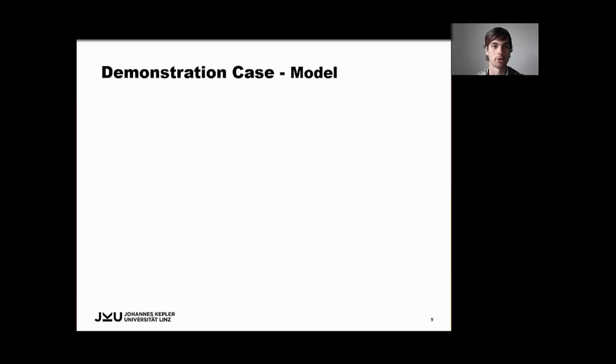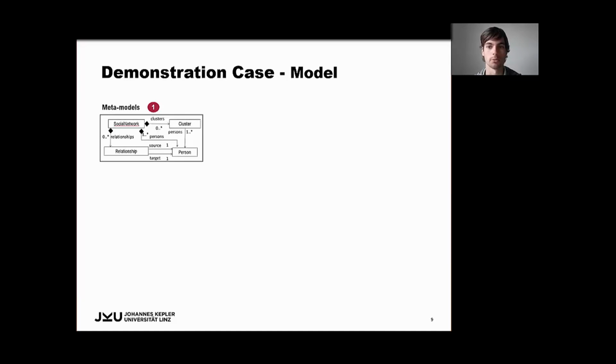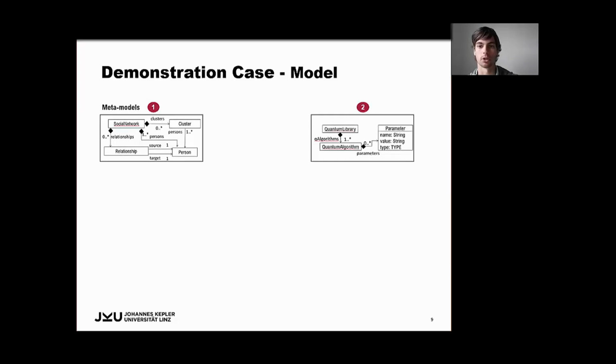So how can we model the demonstration case? As we said, the first step in creating a DSML is to model the problem domain. We have our social network with several people, relationships, and clusters or communities. The second step is then to account for the solution space, which is done via this metamodel for quantum algorithms. So these quantum algorithms belong to a quantum library, which contains various kinds of such algorithms. And some of these algorithms may be further specified by one or several parameters.